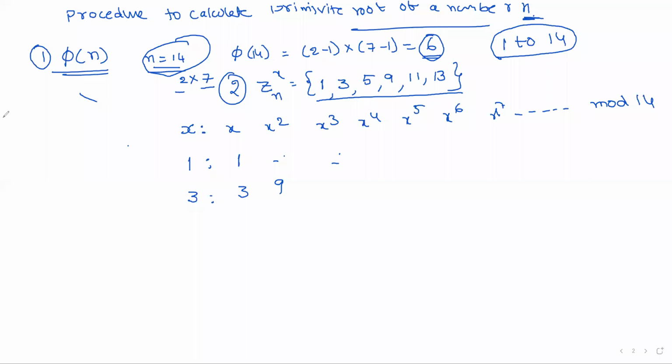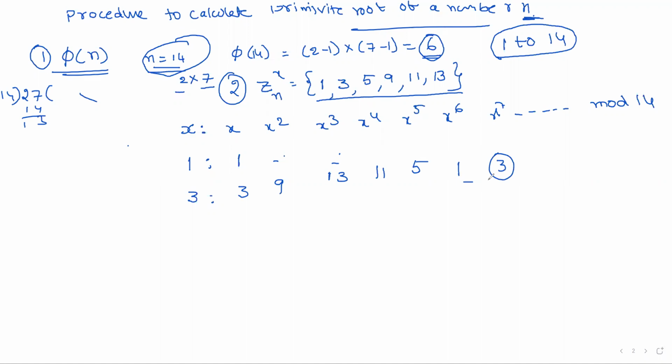Here I will write 3 cube in the sense 27. 27 mod 14 is equal to 13. 3 power 4 means 81. 81 mod 14 is 11. 3 power 5, 243 mod 14, is 1. Suppose x power 7, the remainder is 3. Whenever it is 3, simply stop here.